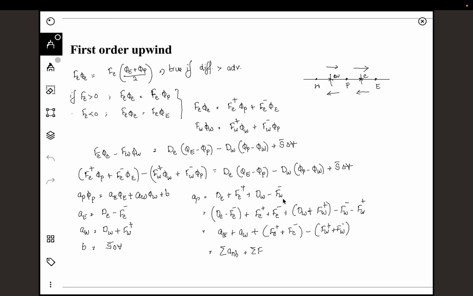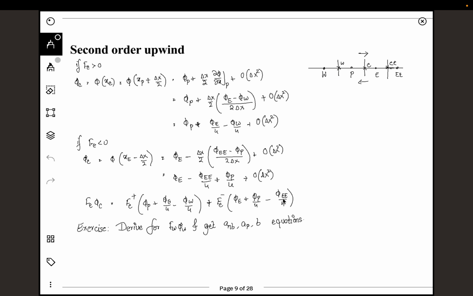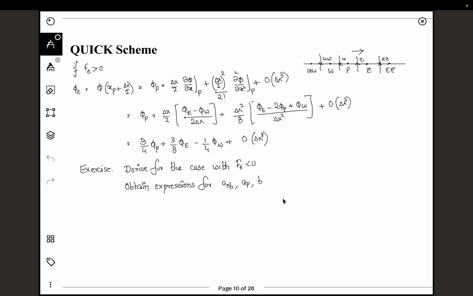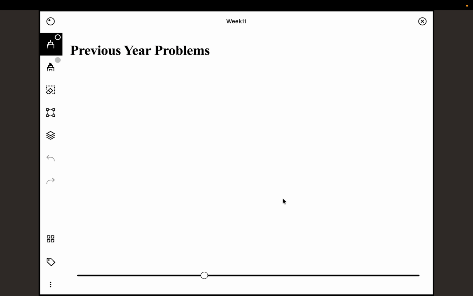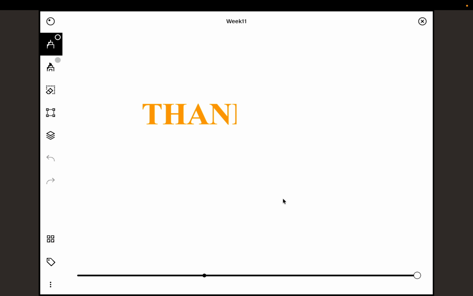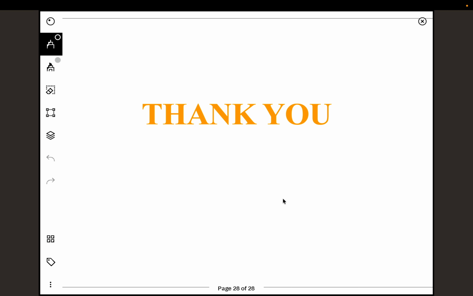But because it is first order, we discussed several higher order schemes also, how to move to second order or third order accurate schemes. I have left some exercises for you, and then we discussed some previous year problems, and we also discussed how to implement this in code for a 1D case. Expanding it to 2D is also straightforward. Yeah, that's it. That will be concluding the session.